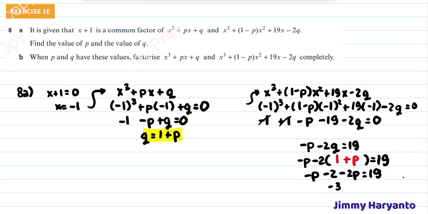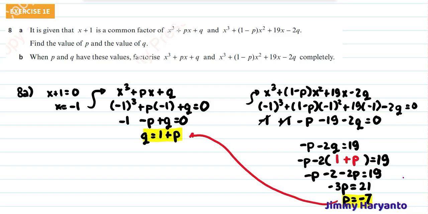I almost made a mistake. Negative 3p equals 21, so p equals negative 7. Then to find the value of q, you only have to substitute it into the first equation. So q equals negative 6.